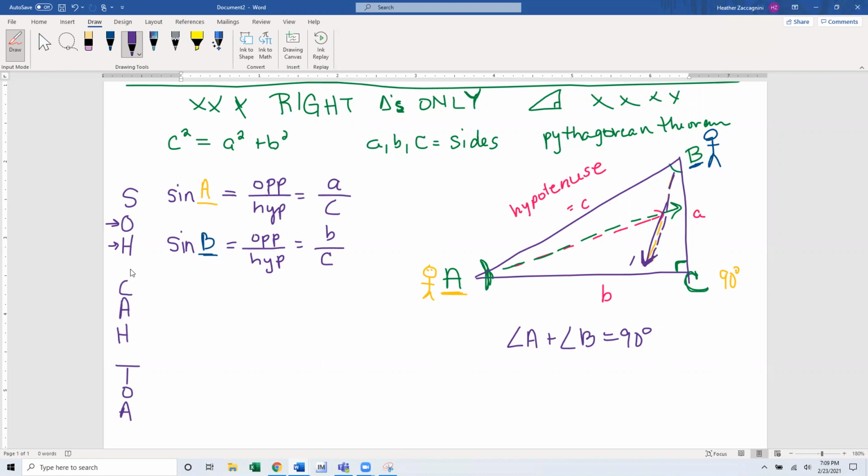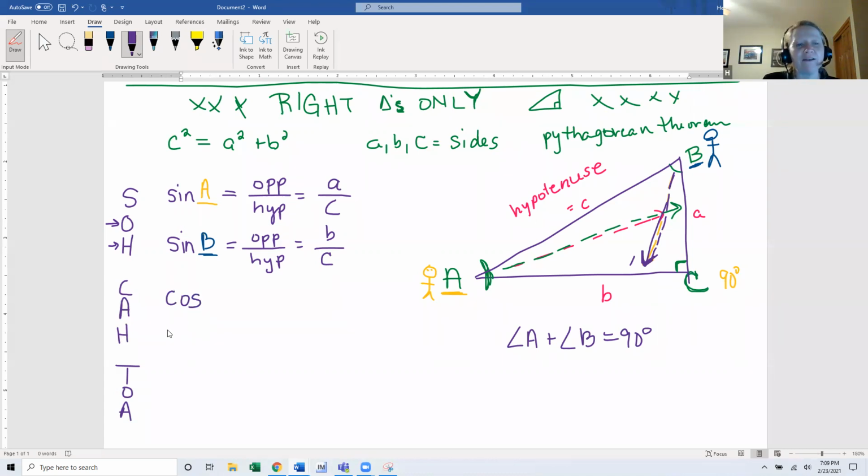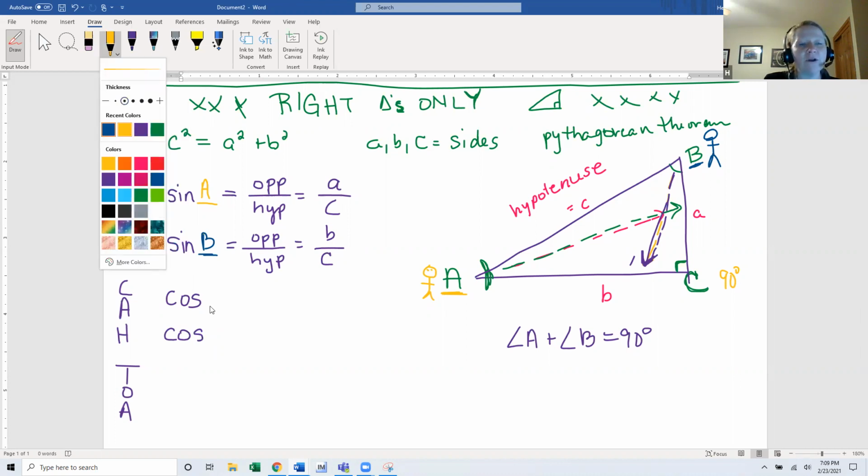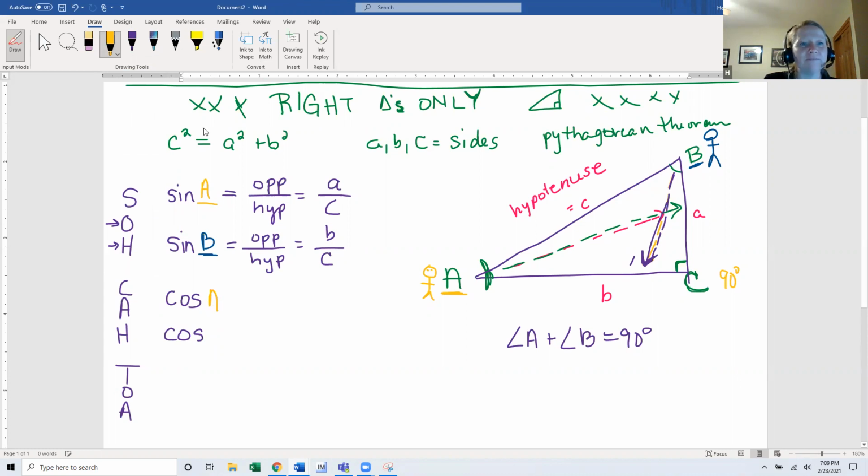Cool. Let's look at cosine. All right, so cosine, very similar behavior. Cosine is CAH, it's the SOHCAHTOA, it's the ka part. We're going to have two perspectives for cosine also. Our first one is from cosine A. Cosine is, the A stands for adjacent.